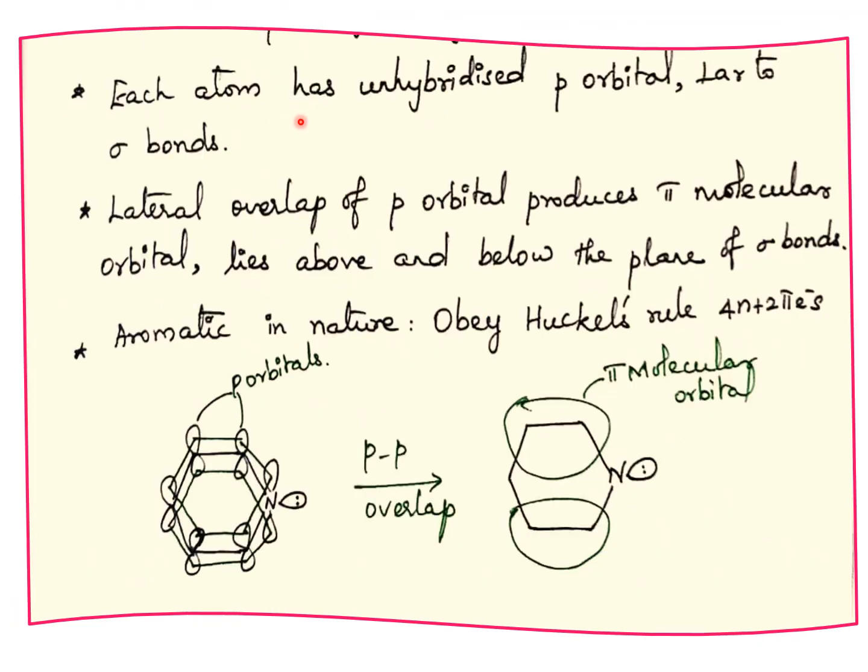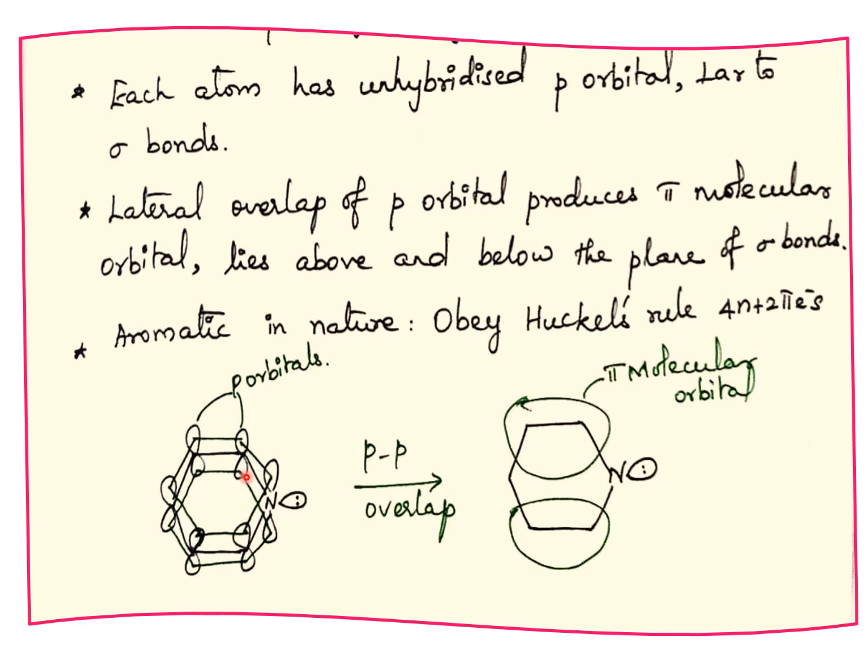Here each atom of pyridine still has an unhybridized p orbital, which is perpendicular to the sigma bond. This is the C-N sigma bond. This is the C-C sigma bond. Along with these sigma bonds, all the atoms have an unhybridized p orbital. The lateral overlap of these p orbitals produces the pi molecular orbital. It provides a ring-like structure which lies above the plane of the sigma bond and below the plane of the sigma bond, as in the case of normal benzene.